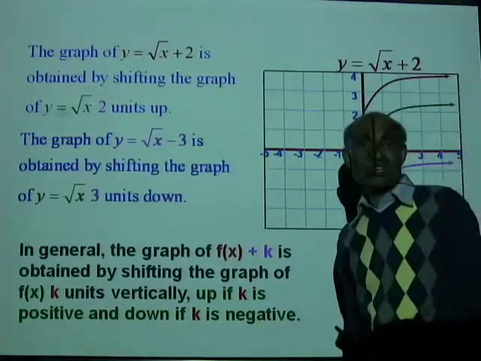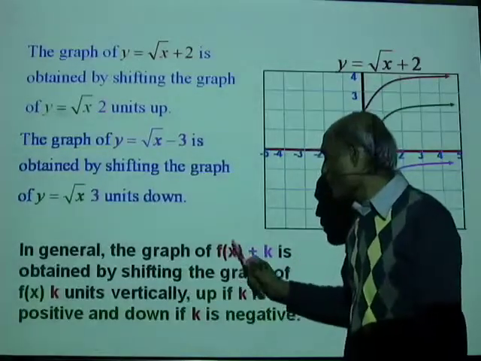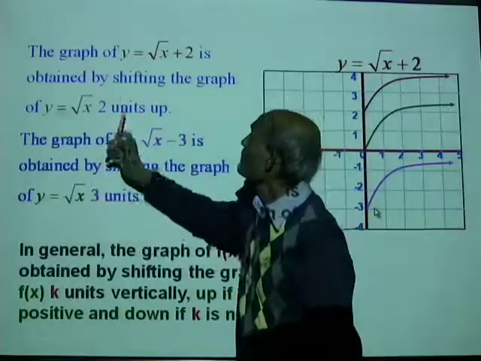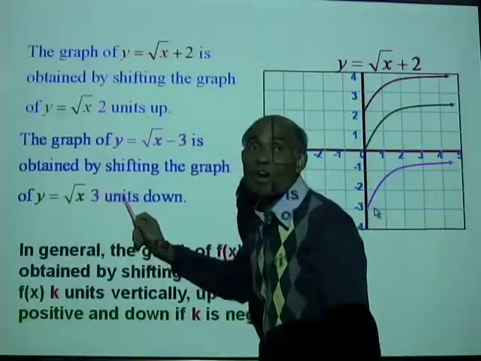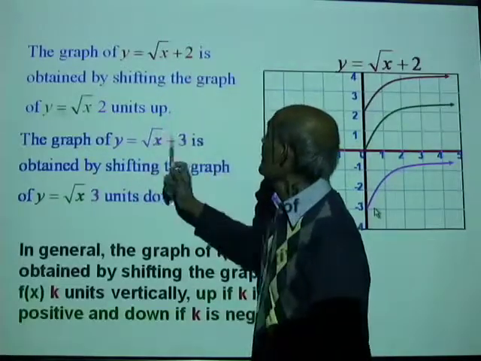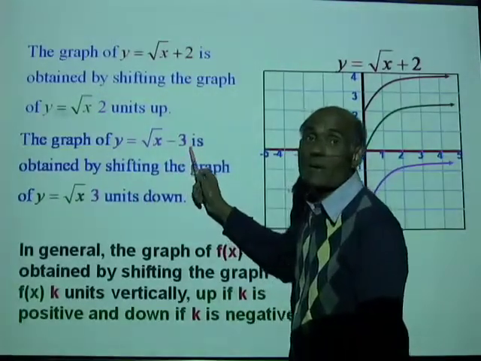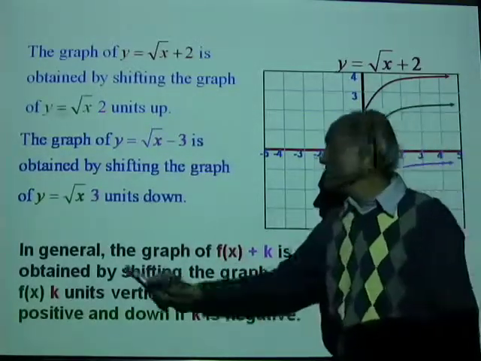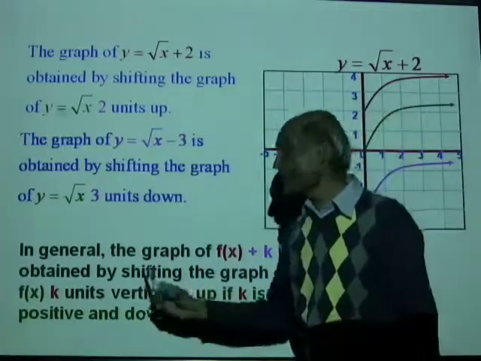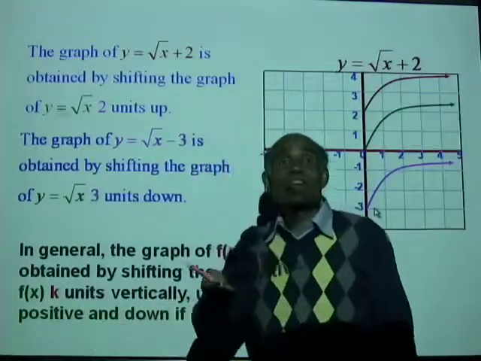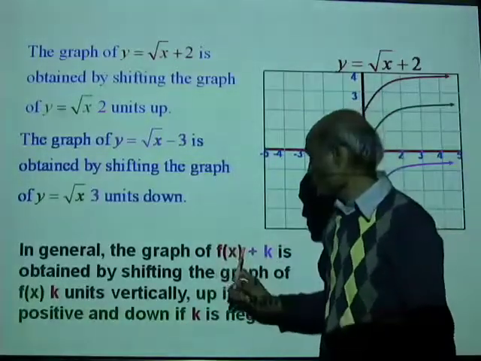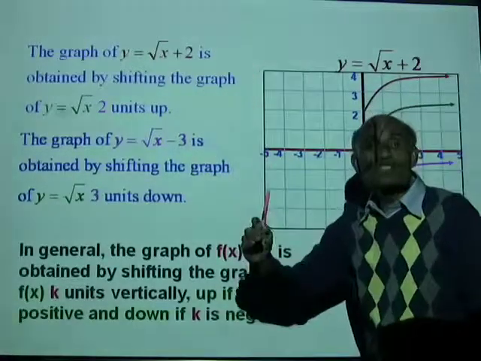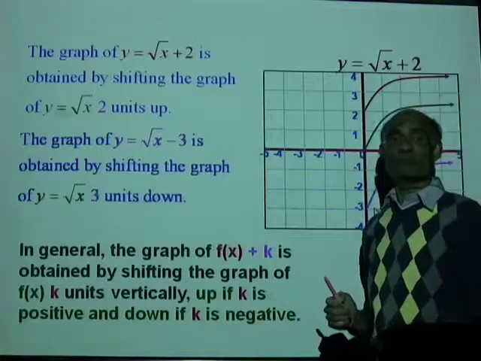In general, look at this general form again. The graph of f of x plus k. In other words, with the graph of f of x, you add a constant k. Here k is 2 and here k is negative 3. So in general, the graph of f of x plus k is obtained by shifting the graph of f of x k units vertically. Now look at this. If k is positive, the shift is upward. If k is negative, the shift is downward.